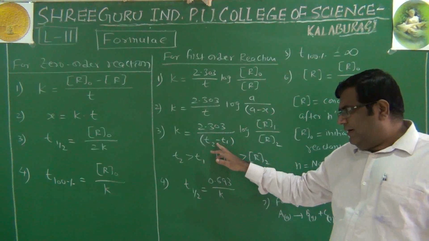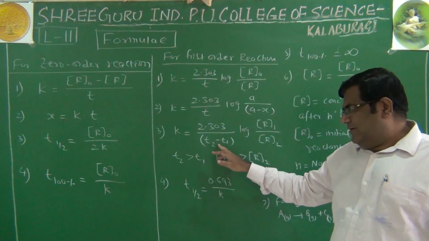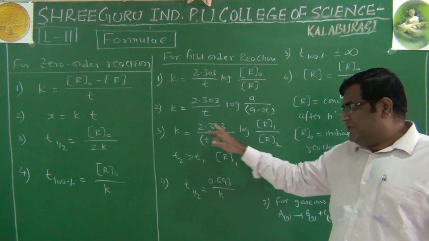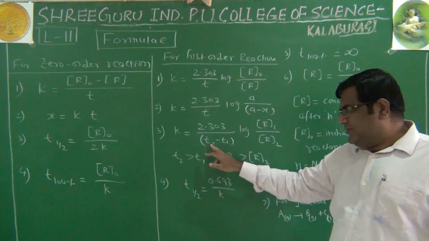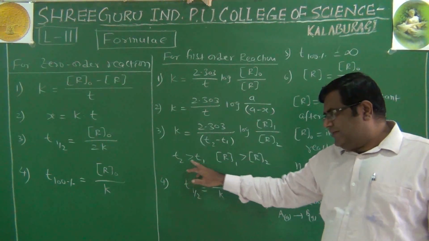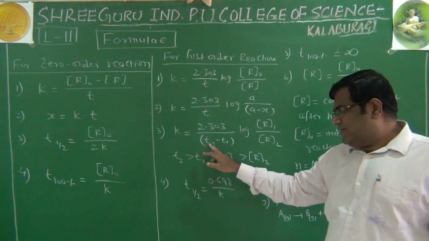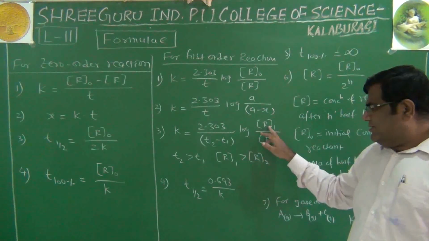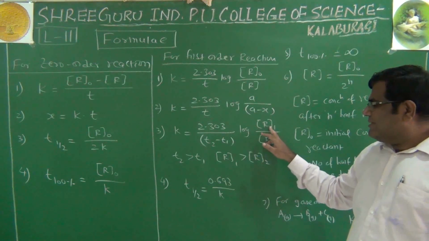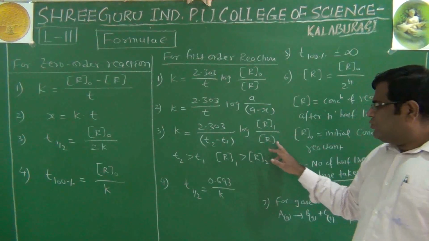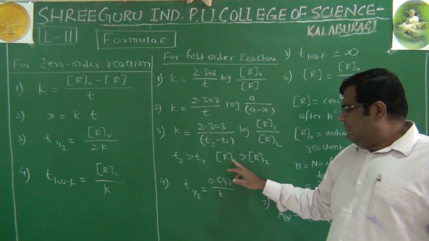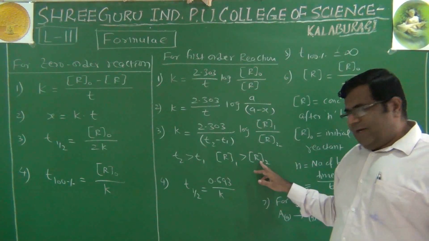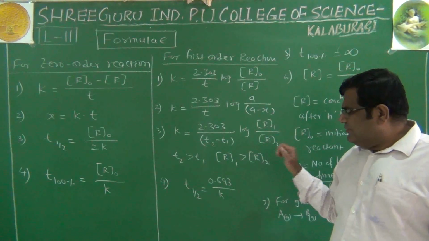Another form I have just written here. See this form. This is a new way in which we are writing this expression. K is equal to 2.303 by t, where t is nothing but the difference between two times, T2 minus T1, such that T2 is greater than T1. For example, this is 60 minutes and this is 30 minutes, so T2 is greater than T1. Log of R1 over R2, where R1 is the molar concentration at time T1, and R2 is the molar concentration of reactant at time T2, and R1 is greater than R2 because as time passes the molar concentration of reactant decreases.